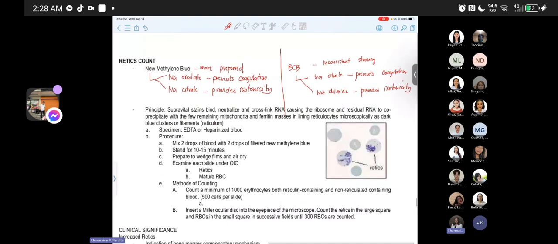So supravital stain would bind and neutralize cross-linked RNA. So in other words, si NMB kaya niyang ipakita yung reticulum. Reticulum is composed of RNA and ribosomes. Specimen, EDTA or heparinized blood. So 1:1 ang ratio. 2 drops of blood and 2 drops of NMB. Stand for 10 to 15 minutes, and then magi-smear and then i-examine under OIO.